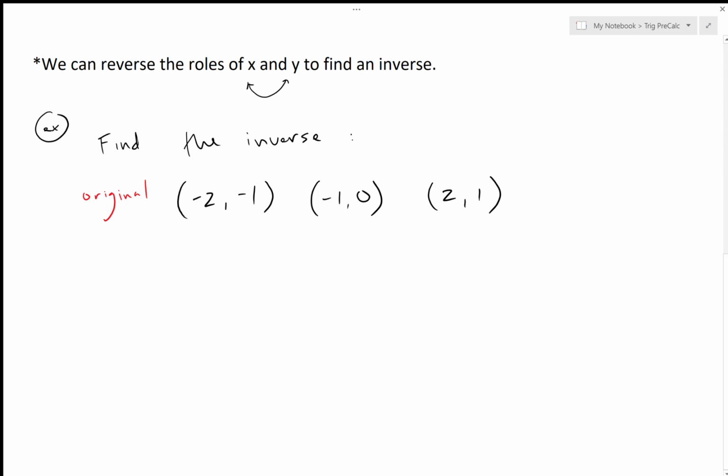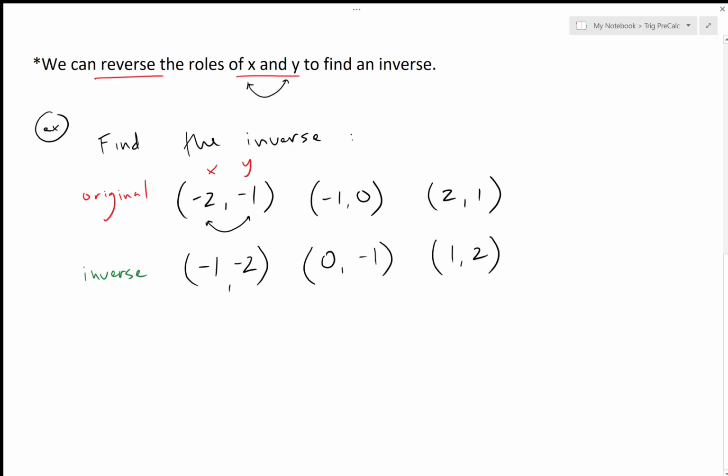They want us to find the inverse. And up here it says that we can reverse the roles of x and y in order to find the inverse. So our points are made up of x and y. The inverse that we should be able to find should be those same points, but just with their numbers flip-flopped. So the inverse of the first point would be -1, -2. The next one would be 0, -1. And the last one would be 1, 2. So we're just taking all those points and flipping them.